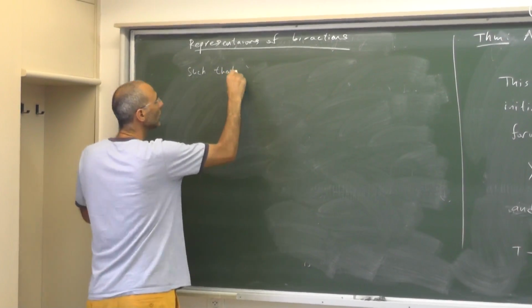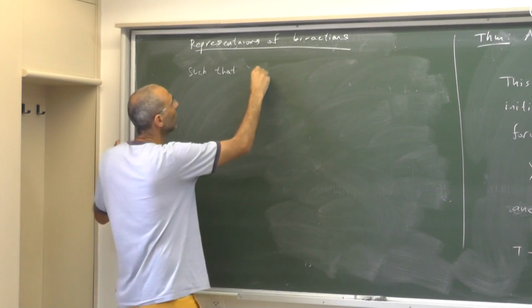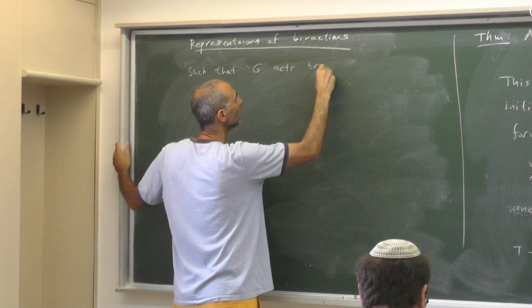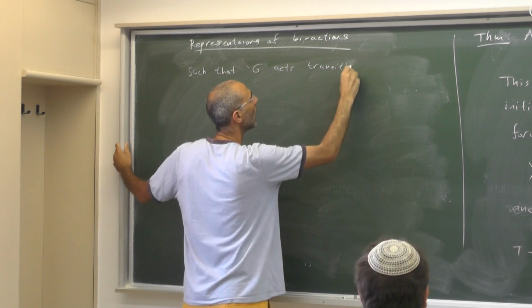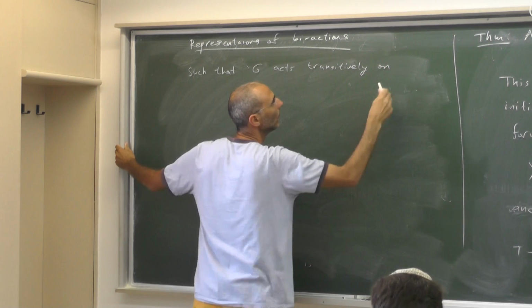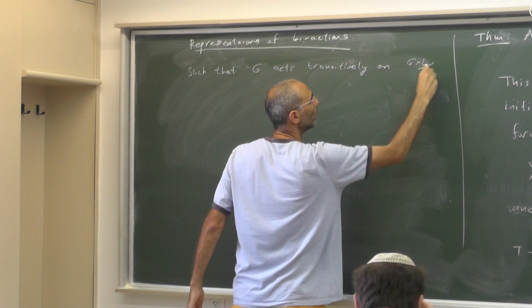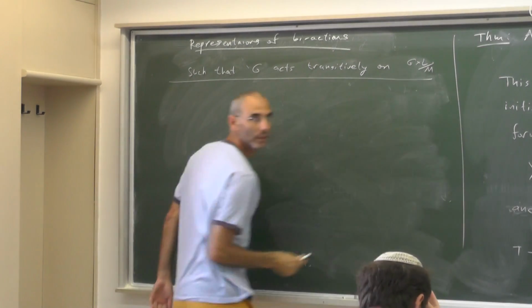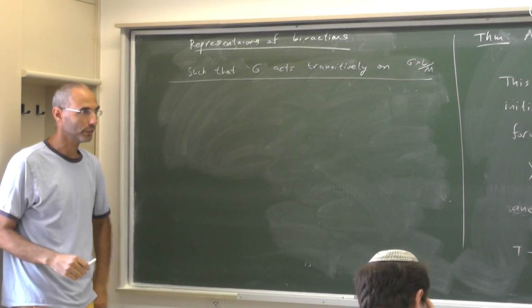We have such that G acts transitively on G times L mod n. This is the actual important part of the lemma.